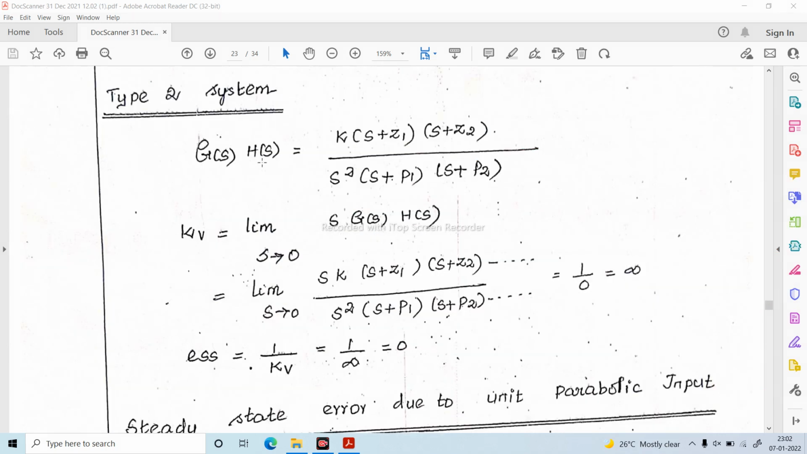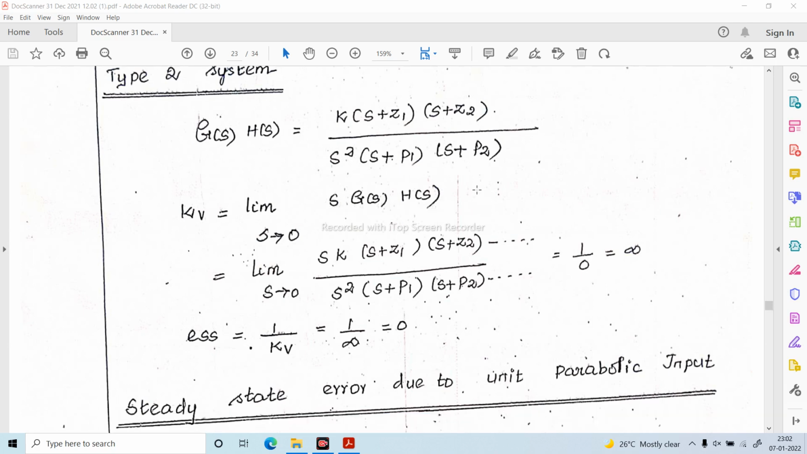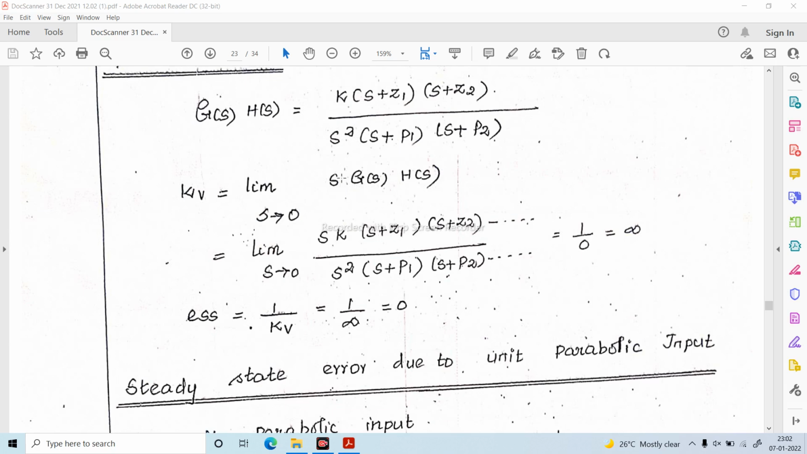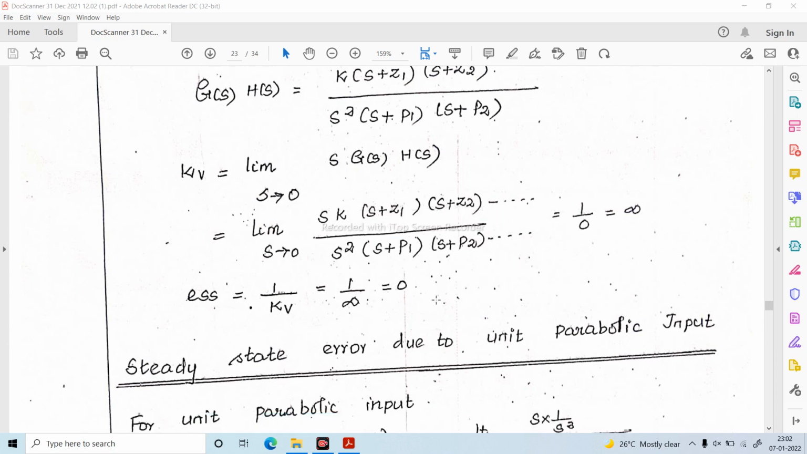Here for a type 2 system, how can we represent this? G of s into h of s equal to K into s plus z1, s plus z2 divided by s square into s plus p1 into s plus p2. So Kv is equal to limit s tends to 0, s into g of s into h of s. Directly we have to put the value. The s's get cancelled and we get the value 1 by 0, because in the denominator we have a separate s. If you put the value 0, the complete term is equal to 0. So 1 by 0 equal to infinity. So ESS equal to 1 by Kv or 1 by infinity equal to 0. So this is the unit ramp input.